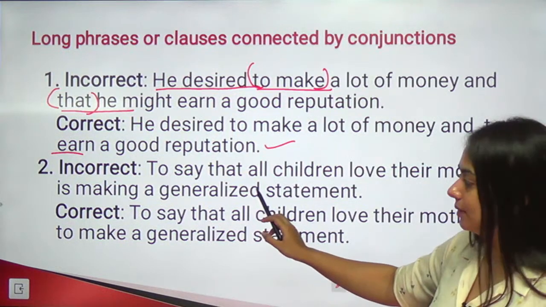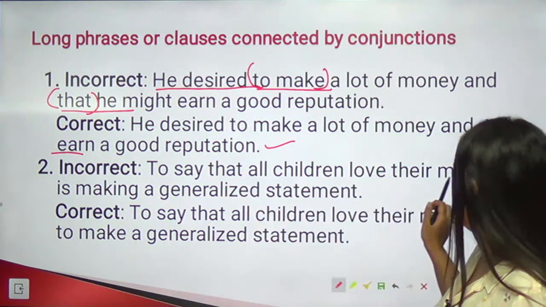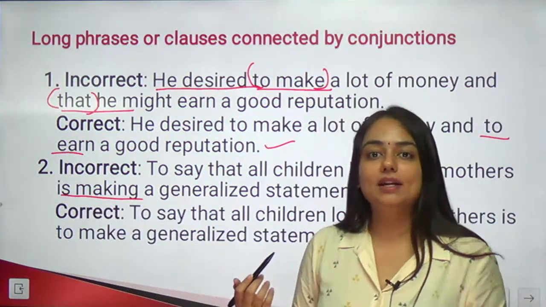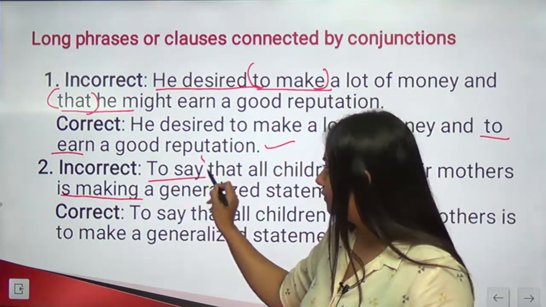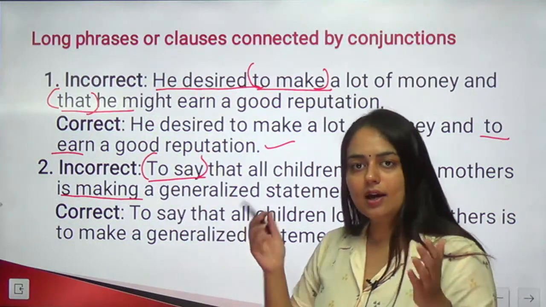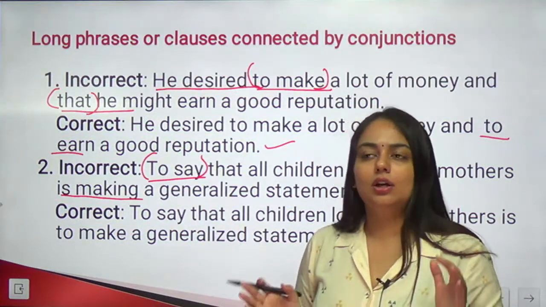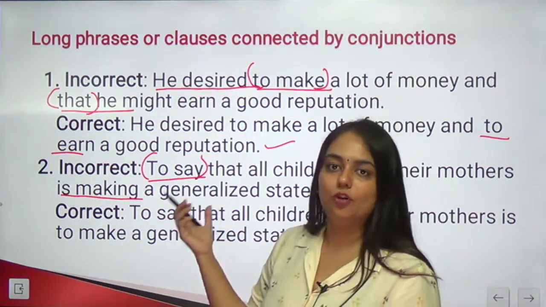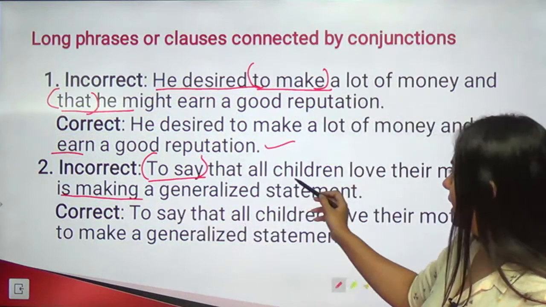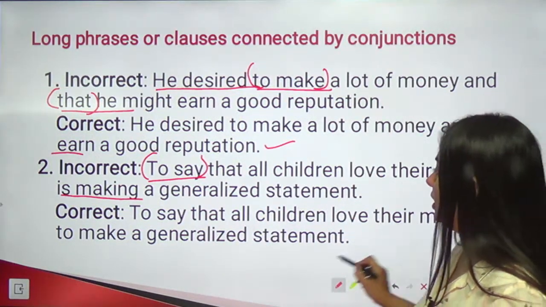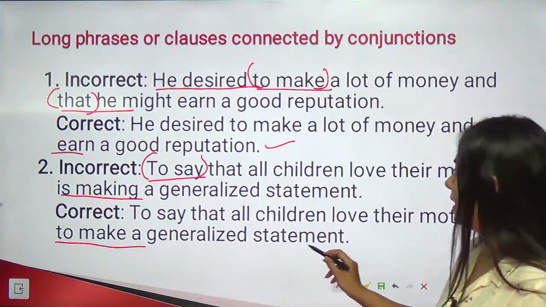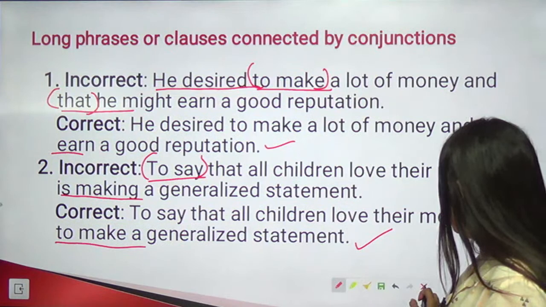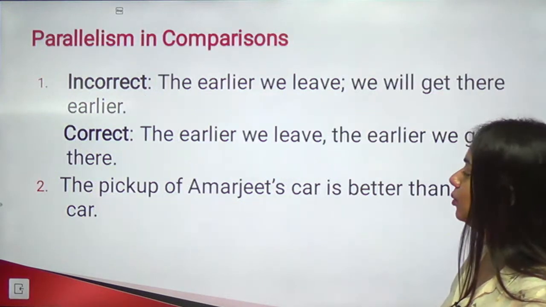The next sentence: To say that all children love their mother is making. What is making? Why verb ing when I have started with an infinitive? "To say", I have to keep it consistent. I am not constricting it to some kind of verb form or tenses. To say that all children love their mother is to make a generalized statement is the right form. I hope it's now clear how to maintain parallelism in the verbs and tenses.